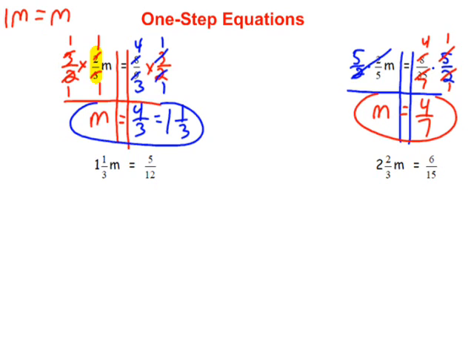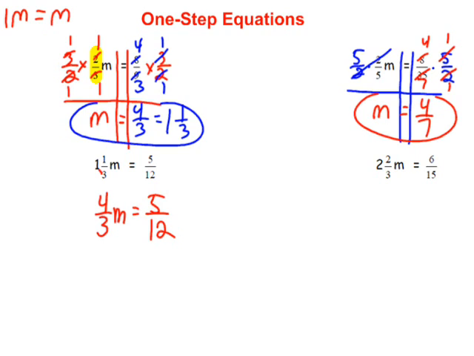Now in the next two examples, the coefficient is actually a mixed number. So before I begin, what I want to do is rewrite that mixed number as an improper fraction. So 1 and 1/3, we would do 1 times 3 plus 1. That would be 4/3. 4/3 m equals 5/12. And this will make it easier for us to eliminate the coefficient.